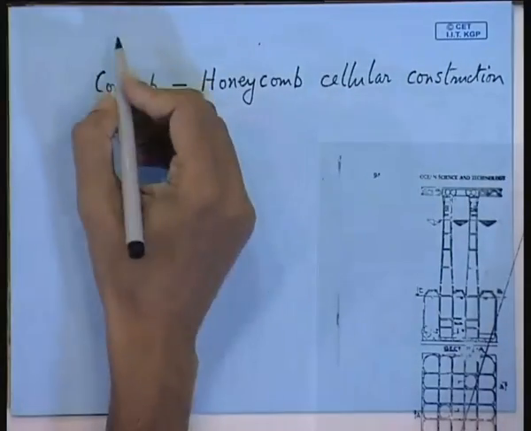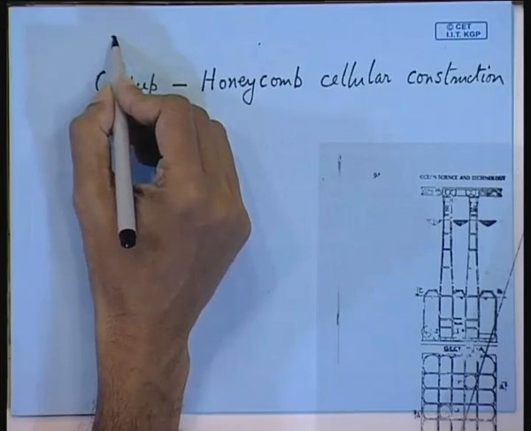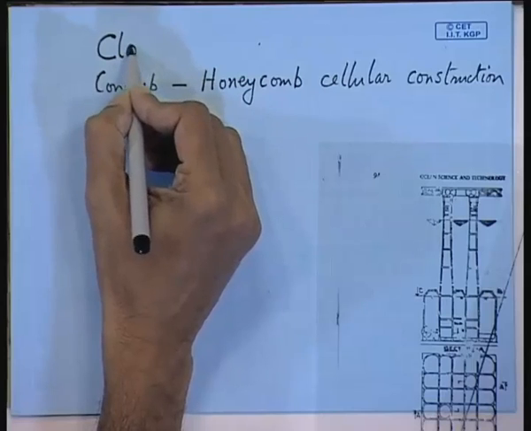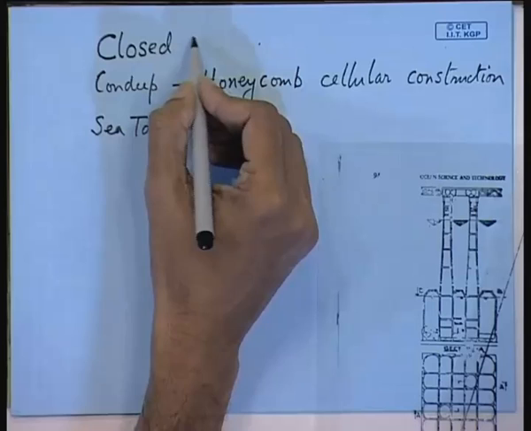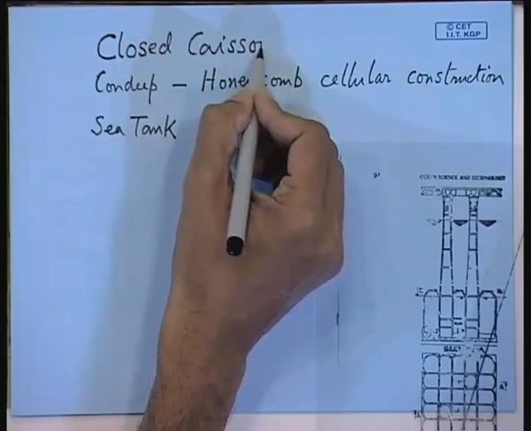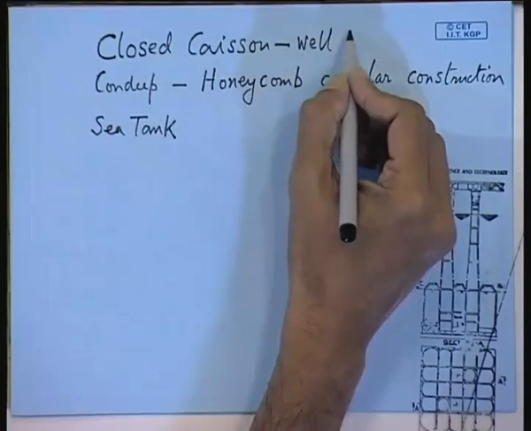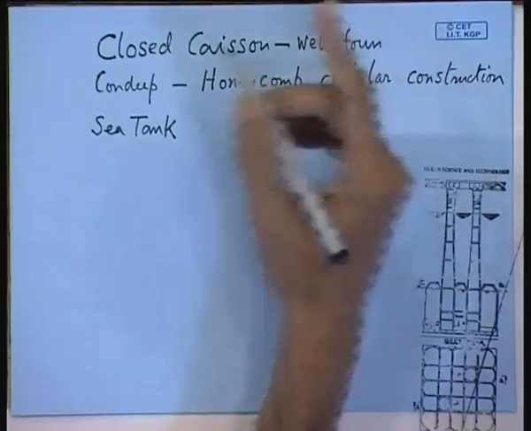This is a closed caisson, where you have wells which are also having open caisson, but that is not used in gravity structure. So, this is a closed caisson. All caisson is closed caisson, well foundation. You can see well foundation in IIT.